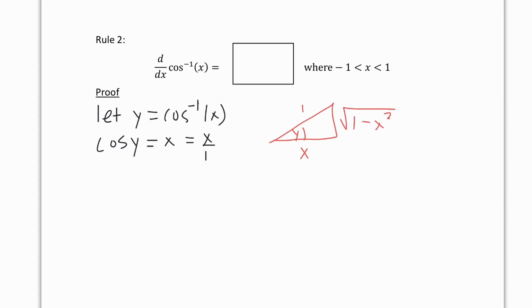Pop back over to our equation. We take the derivative and get negative sine y dy dx equals 1.